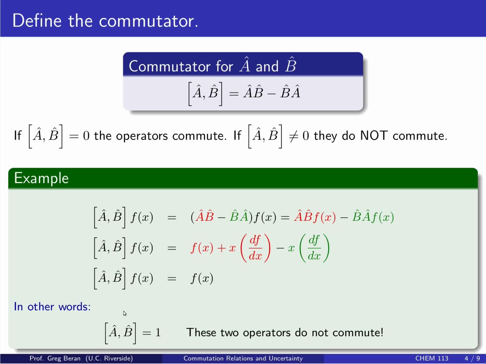So therefore, the commutator has the value 1, because if we acted on a function, it just gives back the same function. So this commutator has the effect of being an operator that takes a function and multiplies it by 1. The fact that this commutator is not 0 means that these two operators, A and B, do not commute.